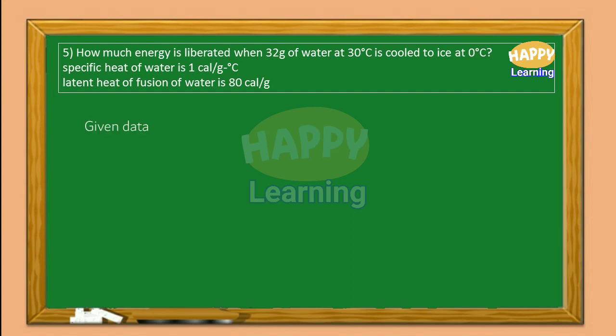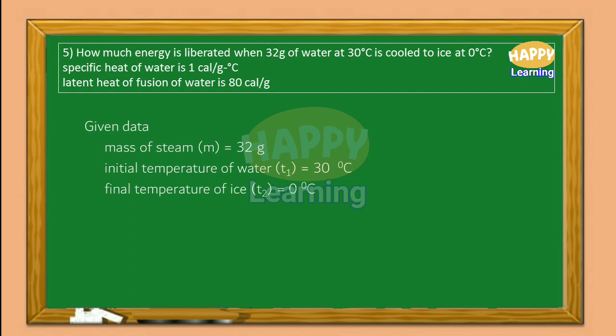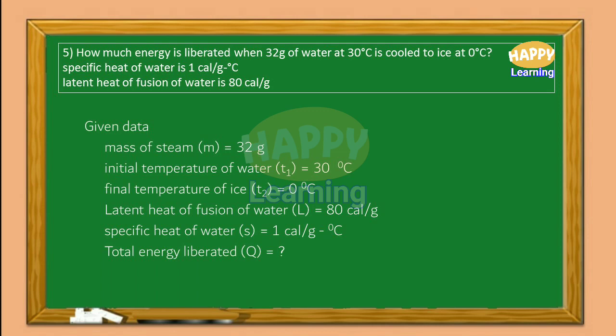Given data. Mass of water m is equal to 32 gram. Initial temperature of water T1 is equal to 30 degrees Celsius. Final temperature of ice T2 is equal to 0 degrees Celsius. Latent heat of fusion of water L is equal to 80 calorie per gram. Specific heat of water S is equal to 1 calorie per gram per degree Celsius. Total energy liberated Q is equal to question mark.